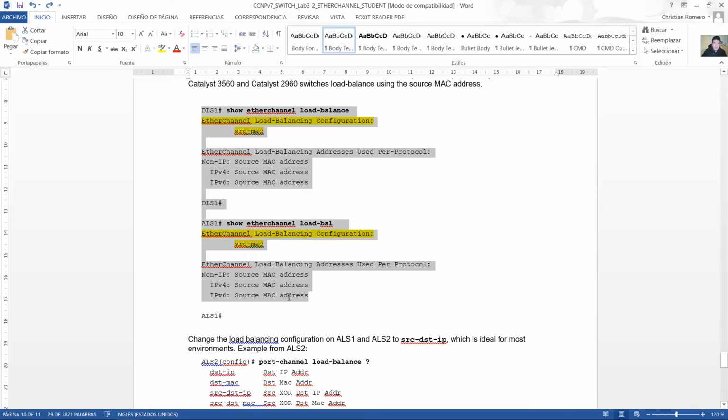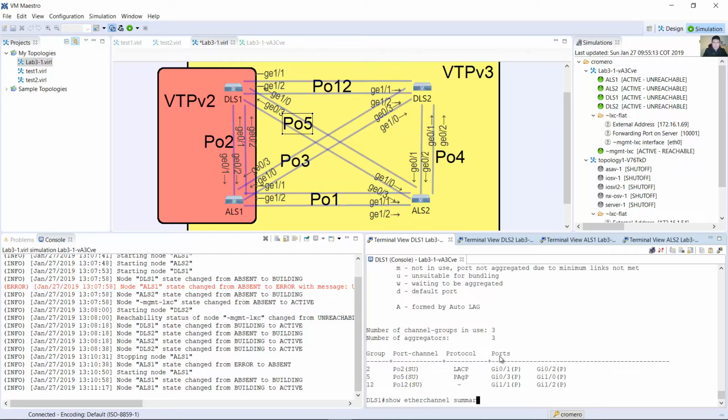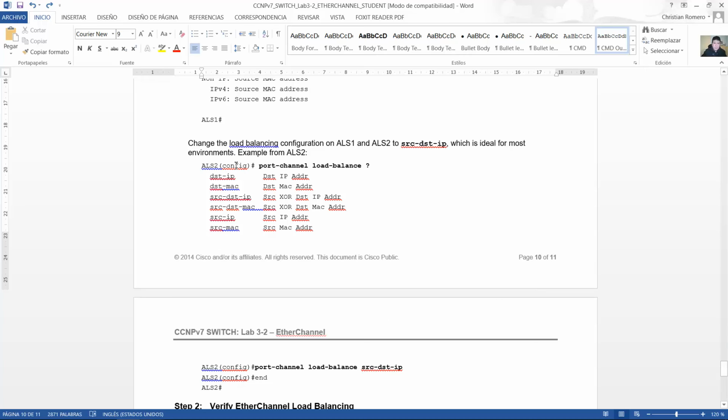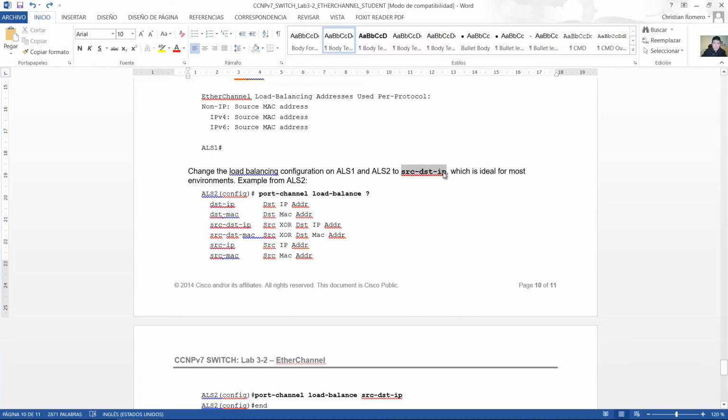Okay, verify on DLS1, on ALS1, show EtherChannel load-balance. Okay, the configuration for EtherChannel load balancing uses the source-destination IP. You can use MAC, IPv4, and IPv6. Change the load balancing on ALS1 and ALS2 to source-destination IP. Okay, because in this lab the default configuration is based on MAC and the instructions say change to IP.